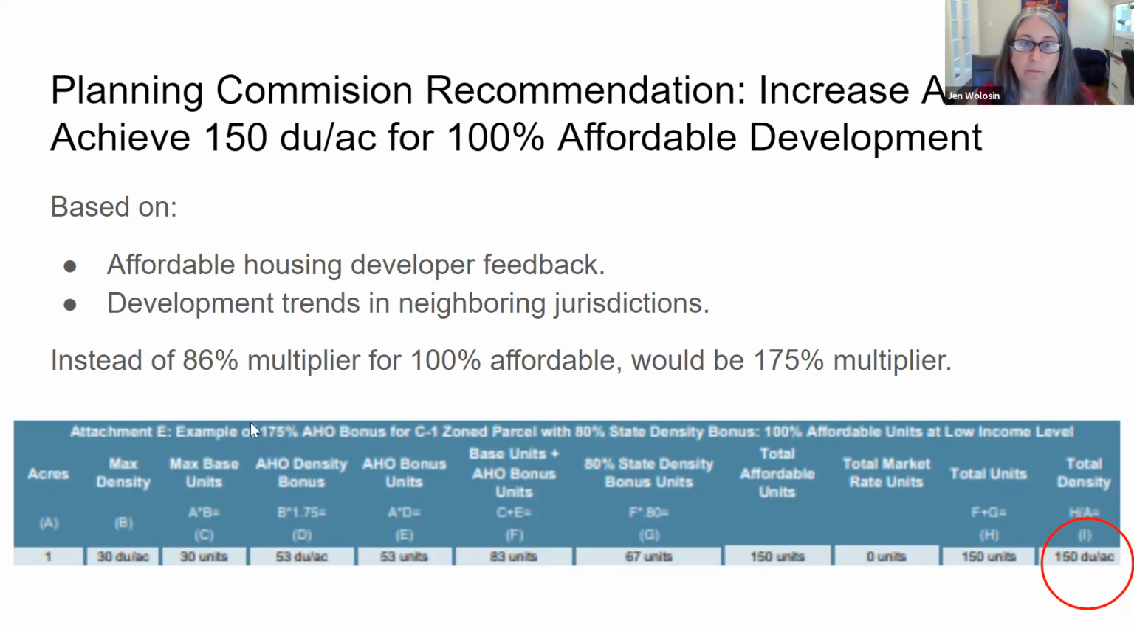So if that were the case, looking at the same example of 30 units an acre, we would be using a multiplier of 175% locally, so that 30 units could actually bring us to 83 units prior to using the state density bonus, which then the 83 units would be multiplied by 80% and then added together to give us 150 units. So that's something that the council will be discussing at the study session on August 22nd.